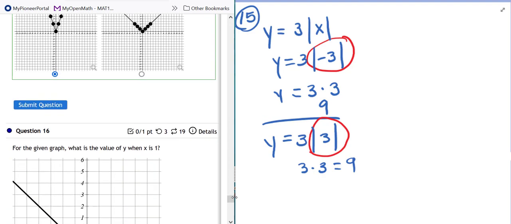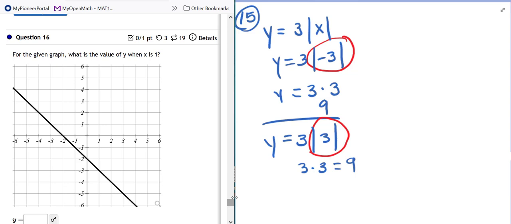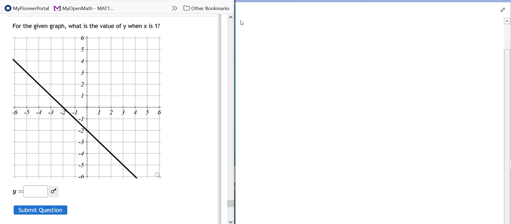And we got the graph right. All right, a different kind of question here. This one gives us a graph and asks us, let's just read it. For the given graph, what is the value of y when x is 1?